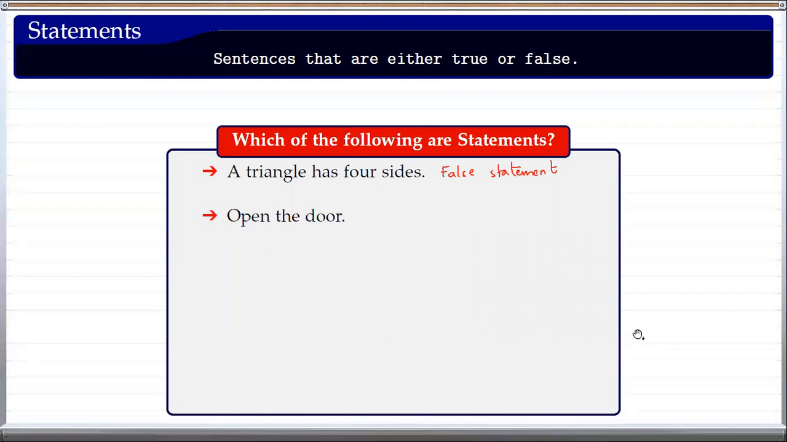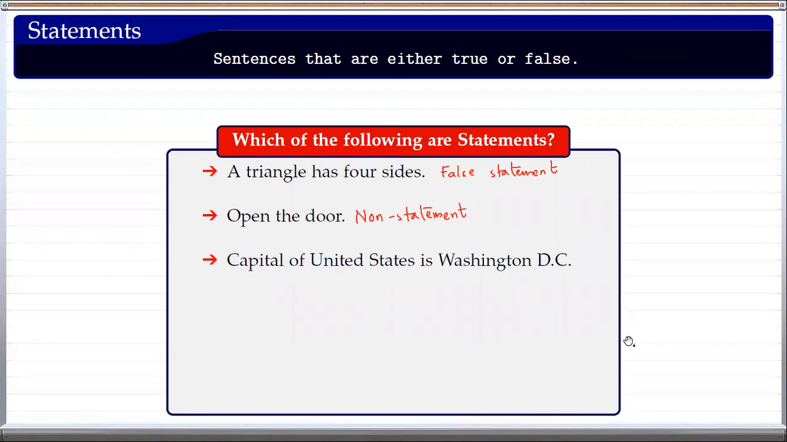Next example, open the door. This is not a statement because this is neither true nor false. So this is a non-statement. Next one, capital of United States is Washington, D.C. This is a true statement.